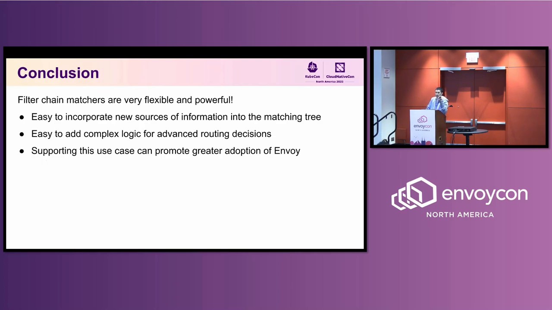Okay, so that's basically all I wanted to demonstrate for you. This filter chain matcher API is incredibly flexible and powerful, just as we've come to expect from this incredible project. Everything is extensible. We demonstrated how you could incorporate new sources of information into the matching tree: basically write your own parser, put it in a filter state or a dynamic metadata object, and then parse it from the tree. We can add our complex logic in there for the routing decisions.